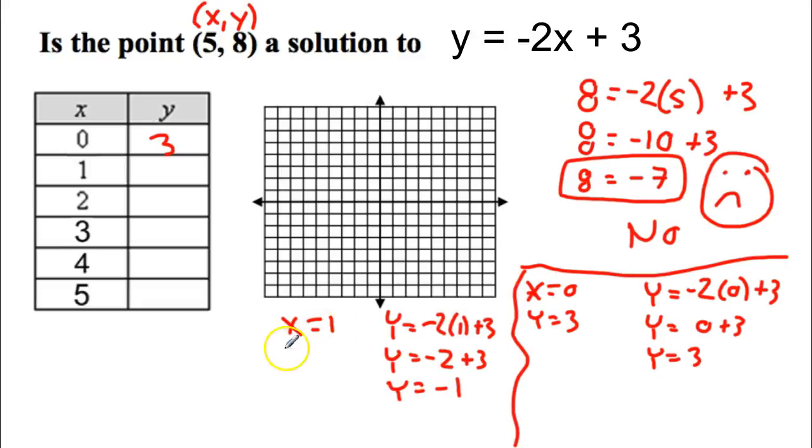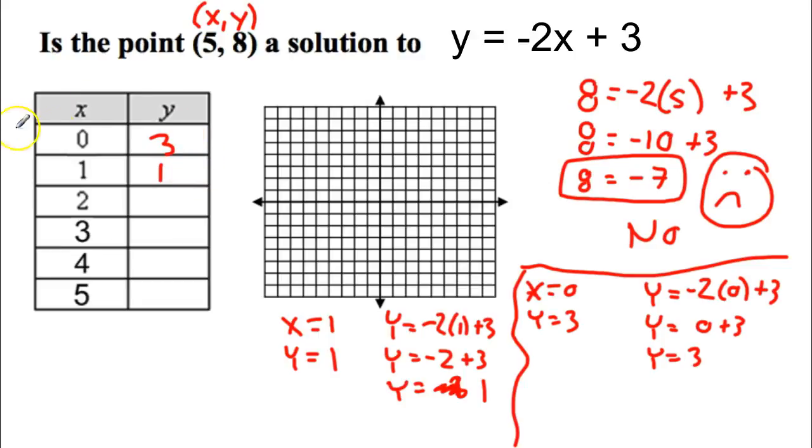So when x equals 1, that means y equals, oh, hang on. Did I say negative 1? No! Negative 2 plus 3. Come on, Mr. Darkest. You're better than this. This should be a positive 1. I need to check myself sometimes. So x equals 1, y equals 1. So I'll put that right there.